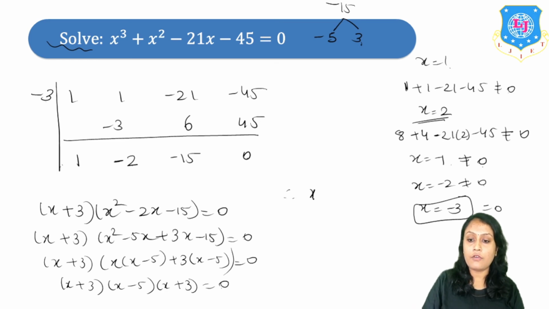So the answer of x is what? Minus 3, minus 3 and 5 from these 3 terms. Okay, so this is your final answer. I hope you have understood throughout the session. Thank you for watching.